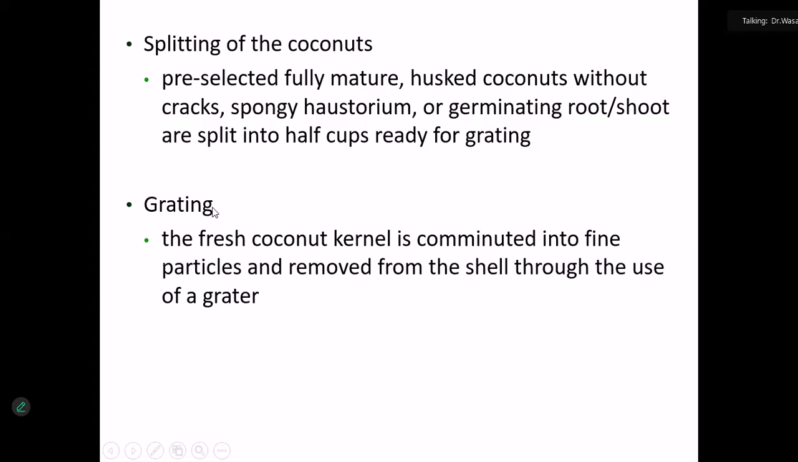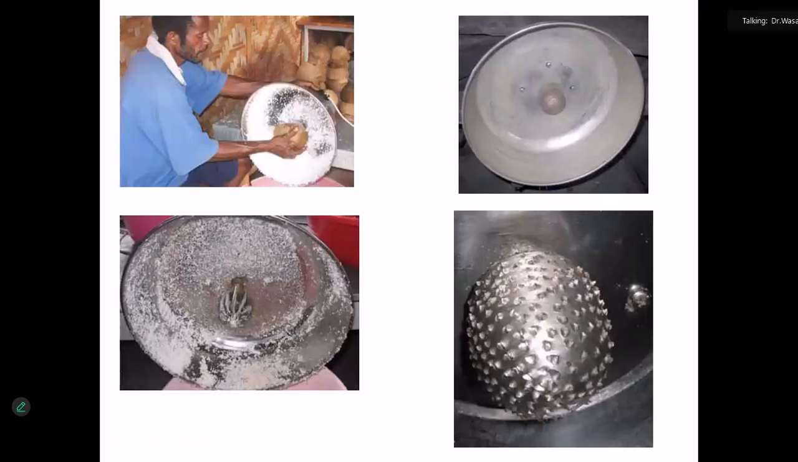Then grating. Grating means scraping, polgaganno, to get fine particles. Thereafter, this is the way. Now he is scraping the coconut. This is mechanical, he is using a motor to scrape the coconut, like here. Even you can do manual scraping.